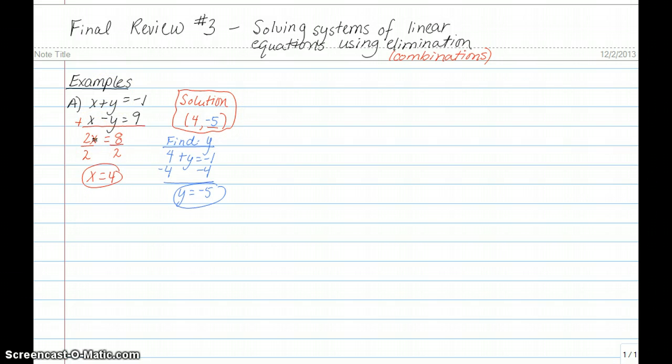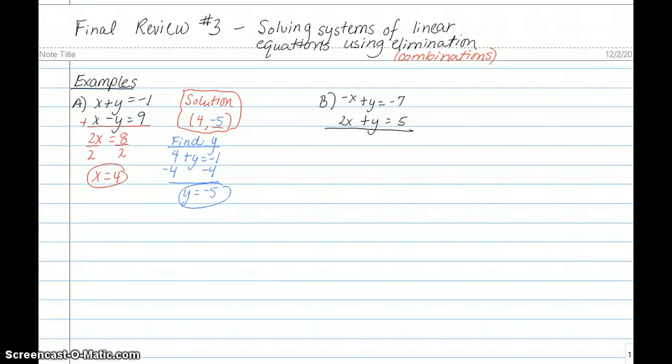Okay, I'm going to have you go ahead and try this one. This one's another very, very simple one, except that you're going to see that one of them is not a pair of opposites, and you're going to have to multiply through by a number to get that pair of opposites. So I'll put that up, and then I'm going to ask you to solve it, and then you'll turn the recording back on and check it. Okay, so your next example, letter B, is negative x plus y equals negative 7. And your second equation is 2x plus y equals 5. You are again using elimination or combinations to solve, to find the ordered pair that will be your solution. When you are finished, go ahead and turn the recording back on and check your answer.